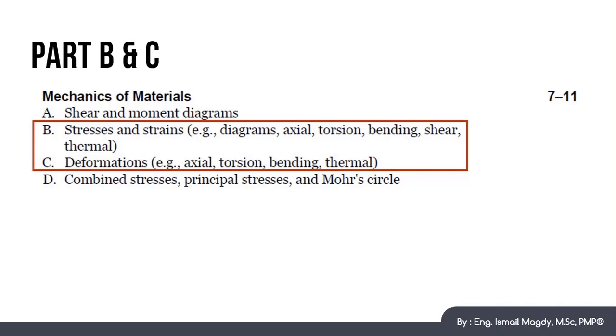In this chapter and in the next few videos, we are going to cover both parts B and C. We choose to combine them together as they are so related to each other and it would be way easier to cover both of them together. In parts B and C, we are going to cover the main concept of stresses and strains as well as deformations. This includes the following: normal stresses and strains, shear stresses and strains, torsion stresses and strains, thermal stresses and strains, bending stresses, torsion in thin-walled shafts, and finally, stresses in cylindrical pressure vessels.